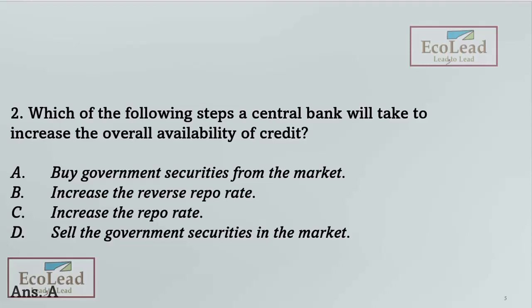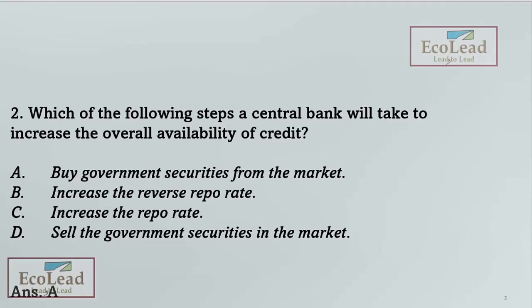Now look at the other options. Option B, increase the reverse repo rate. Now reverse repo rate is the rate at which RBI can take loans from the commercial banks, or in other words, if commercial banks give some amount to the RBI, then RBI will pay an interest rate. Now whenever the commercial banks are giving the money to the RBI, it is quite certain that RBI will not fail to give the interest.